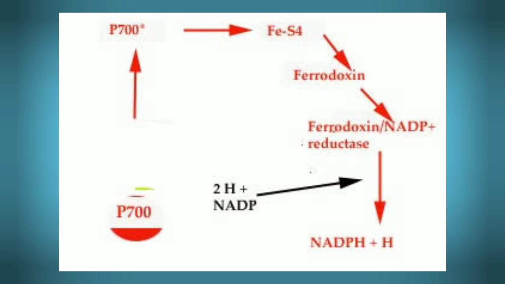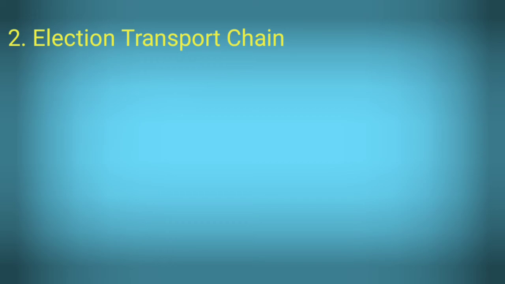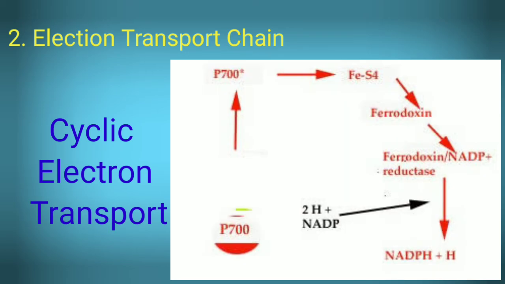And with this, the second step follows, that is the flow of electron. As you know now, chlorophyll A700 and chlorophyll A680 will receive the light, and the reaction center will get excited.